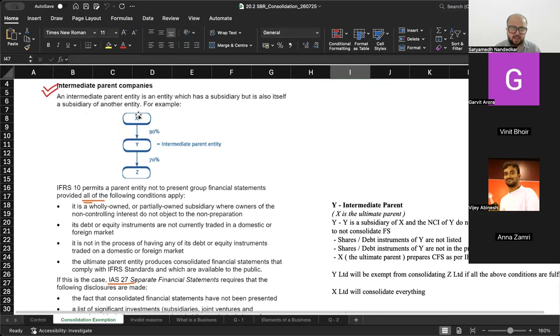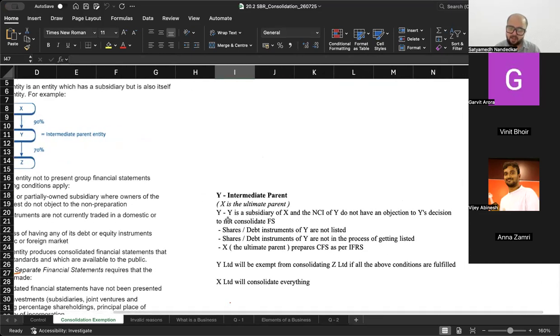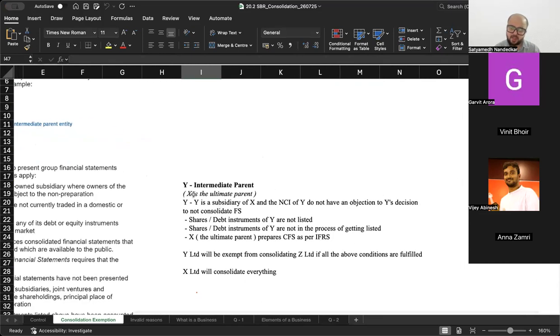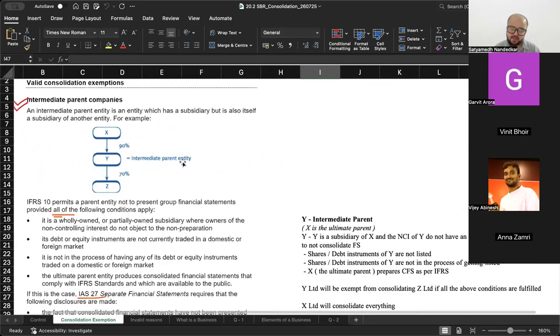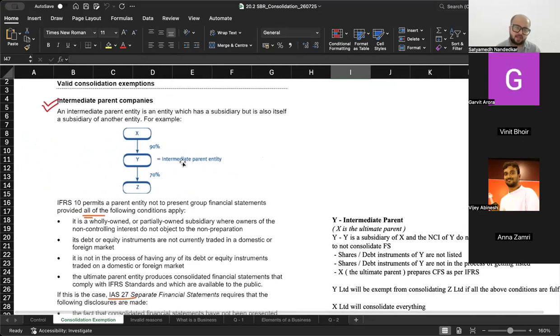So look at this. X company holds 90% of Y and Y holds 70% of Z. We are talking about this type of situation. Y is your intermediate parent. X is the ultimate parent. Y is the subsidiary of X. And Z is the subsidiary of Y. IFRS 10 permits a parent entity not to present group financial statements, provided all of the following conditions apply.